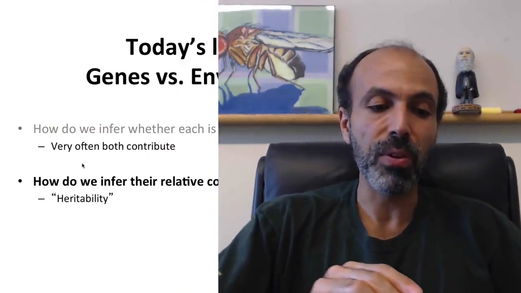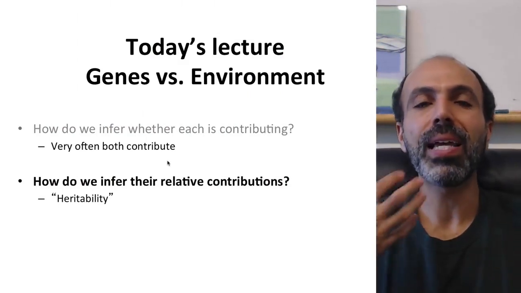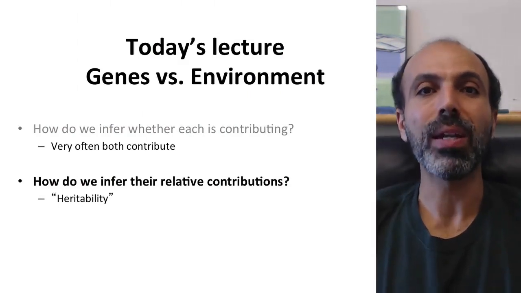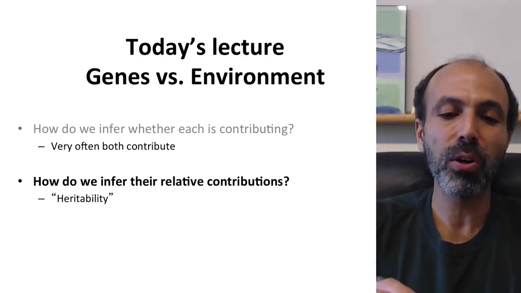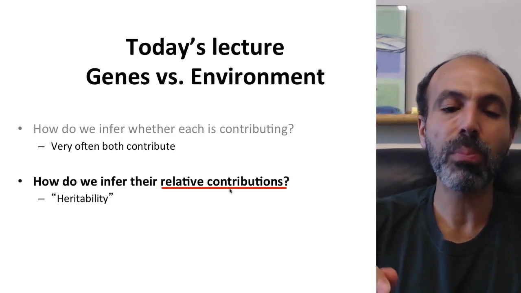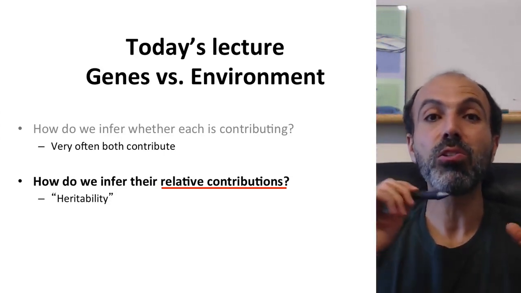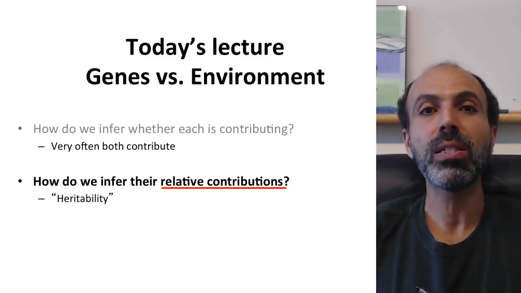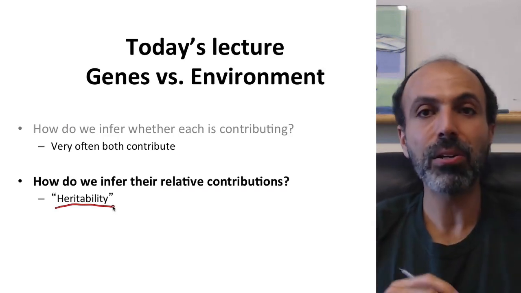Now again, when we're inferring whether genetics or environments contribute, typically the answer is very often both are contributing. In that regard, it's not really that satisfying to just say, yes, there's a genetic component, or yes, there's an environmental component. It's much more satisfying to actually infer their relative contributions. To say for a particular trait, this is something that 90% of the variation you see is genetic, or 90% of the variation you see is environmental. Well, this comes to the concept that we'll refer to as heritability.